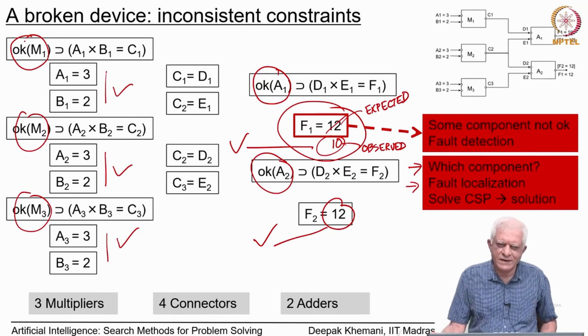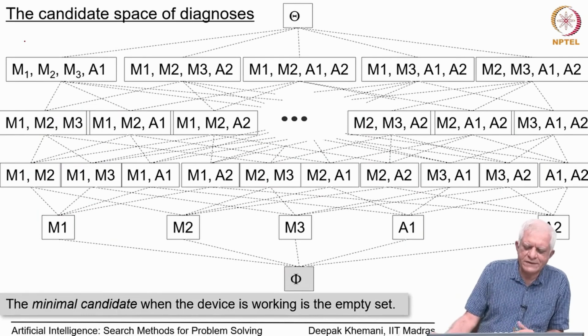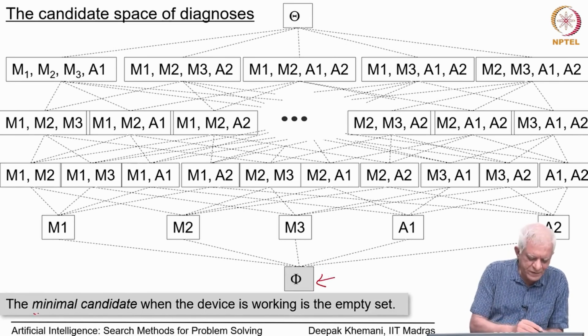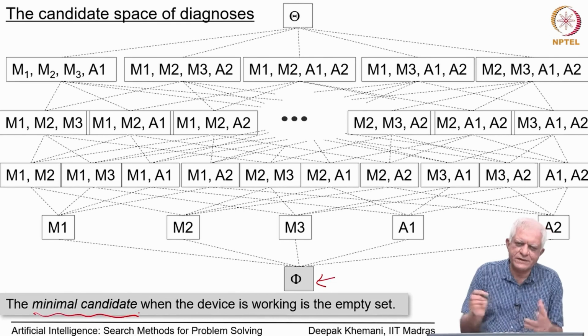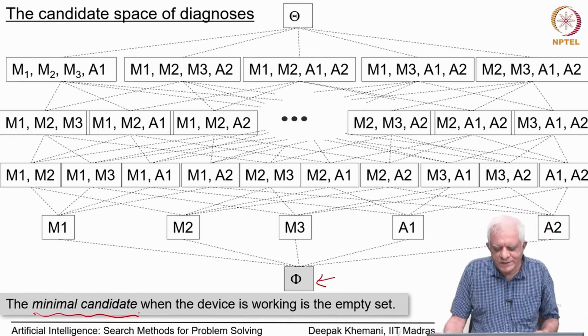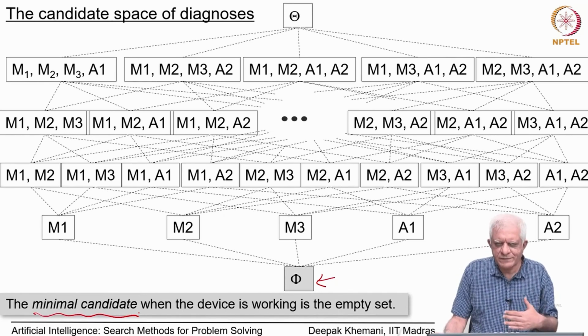So, let us very quickly see how this is done. We start off with a candidate space of all possible diagnoses. This is just the power set of the 5 components. So, either nothing is faulty, that is the starting point for us. And we will be interested in minimal candidates. We can say that everything is wrong, but that does not help us. We want to localize the fault. So, whenever we have a set of candidates, we will be only interested in minimal candidates.